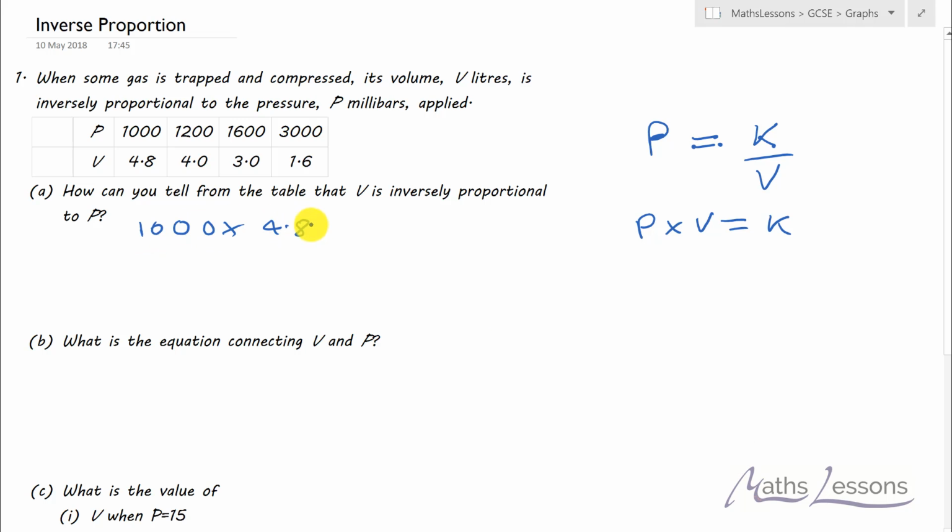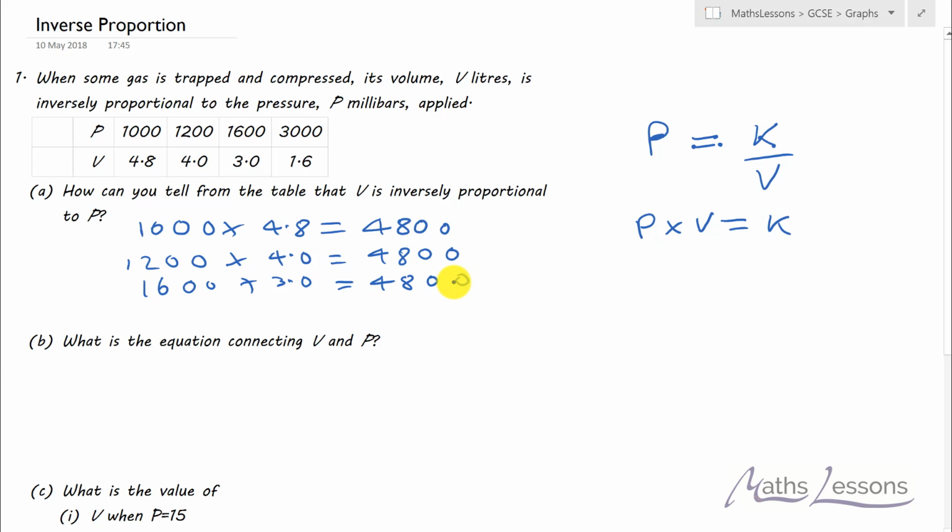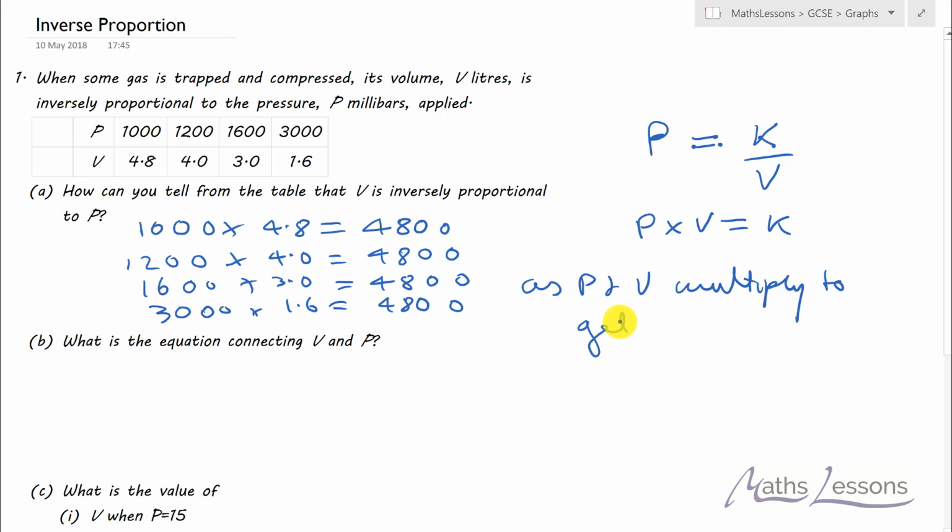So let's do 1000 times 4.8. That will give us 4,800. If you now do 1,200 times 4.0, we also get 4,800. And if we do 1,600 times 3.0, we also get, funny enough, 4,800. And now 3,000 times 1.6 equals 4,800. We can see therefore that it's inversely proportional, as P and V multiply to get the same value.